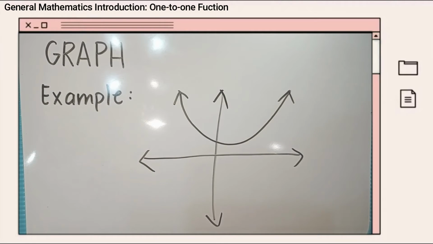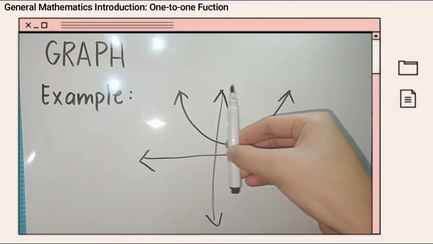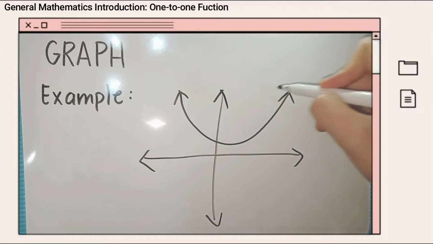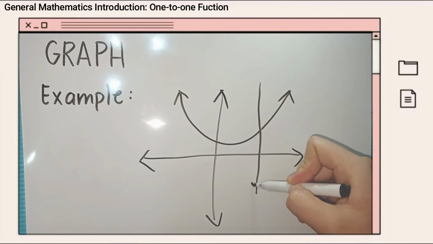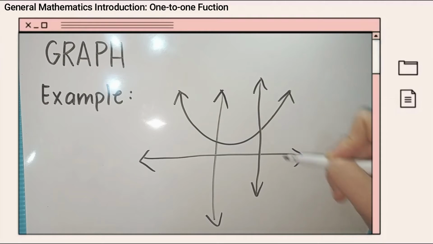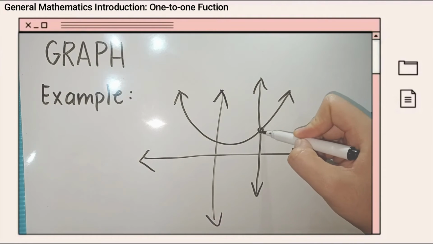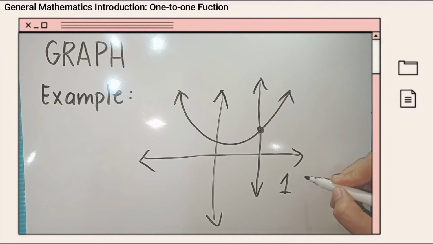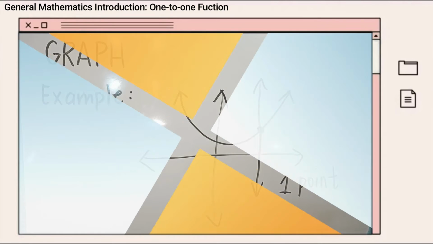Another example, we will identify if this is a function or not. Let's use the vertical line test, or apply the vertical line. We notice that there is only 1 point in this graph, which means it touches the graph only once, so this is a one-to-one function.